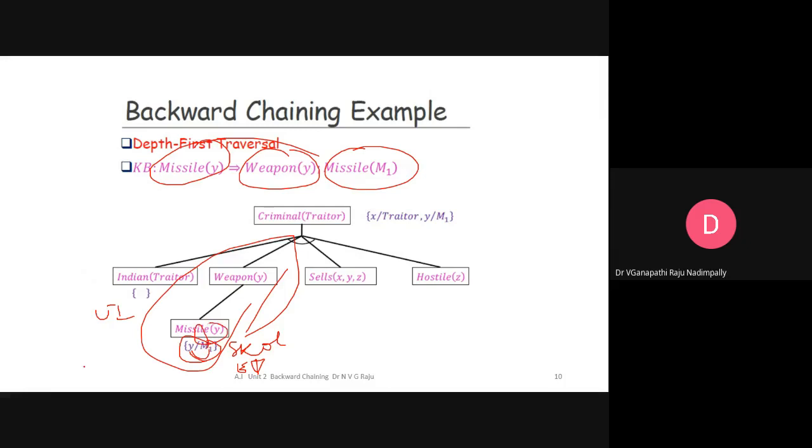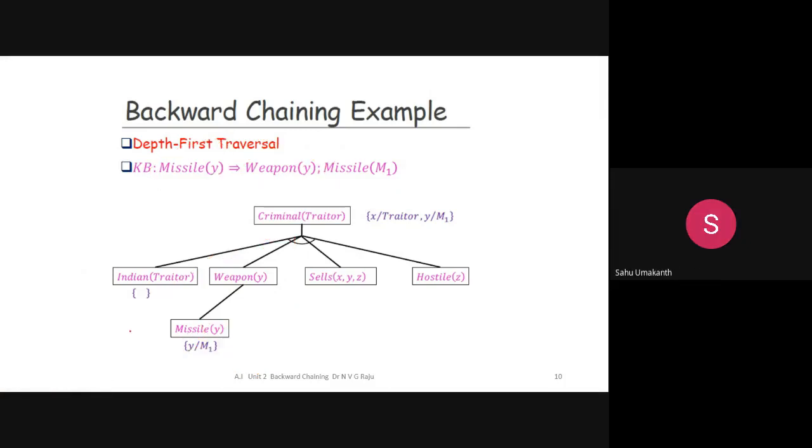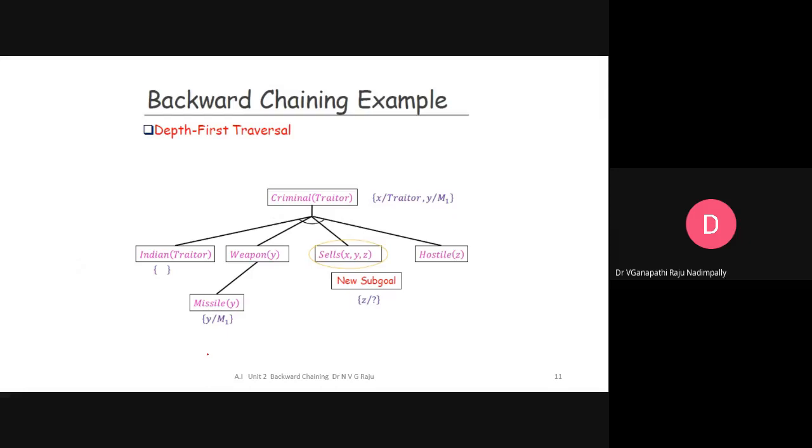Hello? Yes, sir. Wherever Y is there, can I replace with M1? Now, if I replace with M1, what happens? Now, I have 2 rules with me. X I have replaced with traitor and Y I replaced with M1.